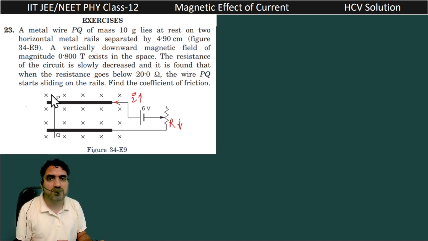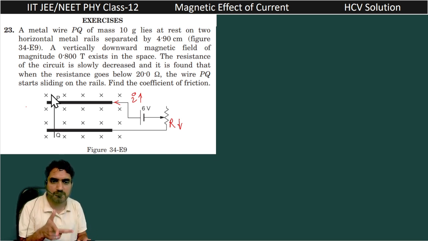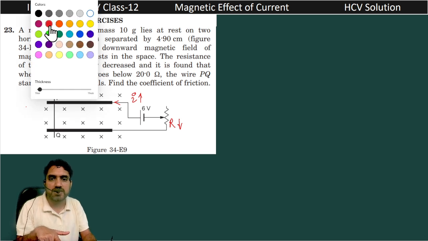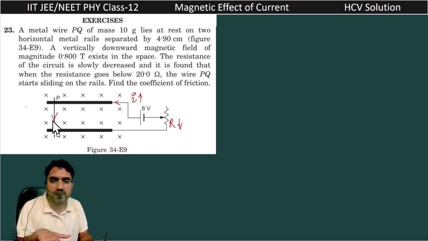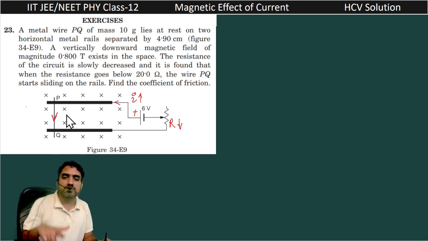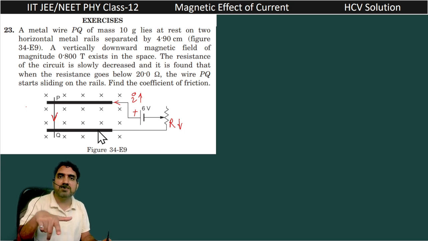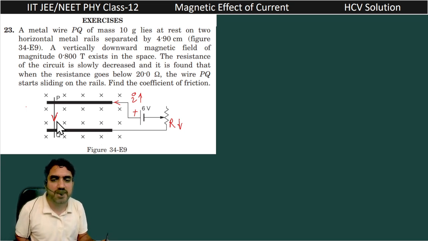Due to this current I, definitely this PQ wire will experience a force. And what is the direction of force? Let us consider this direction of force. The magnetic field will be into the plane of this paper, and the current is flowing in the downward direction, according to the circuit, because from this positive terminal the current starts to move. So the current is moving in downward direction, magnetic field in inward direction, so the force will be in the right hand side direction.